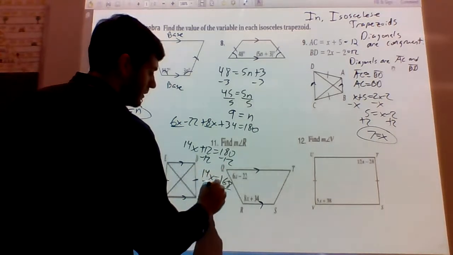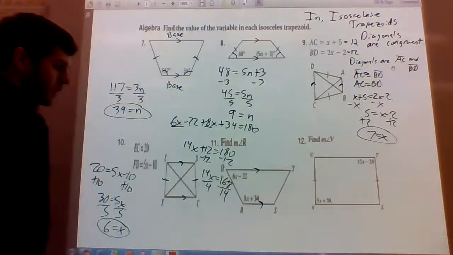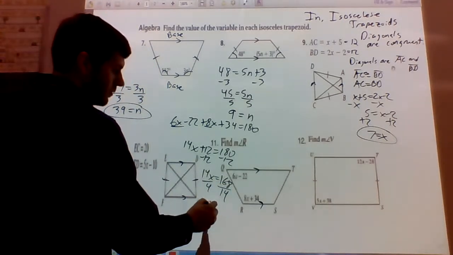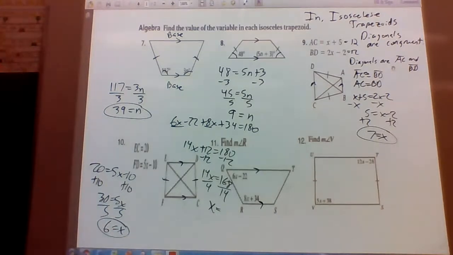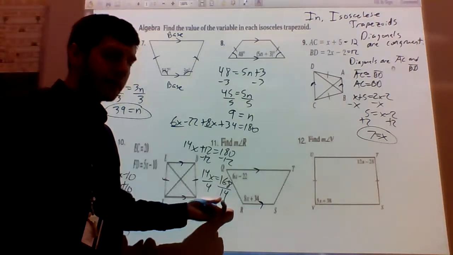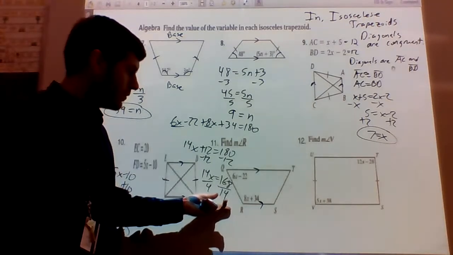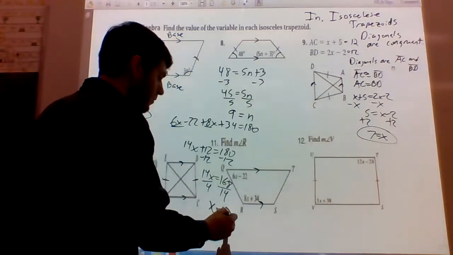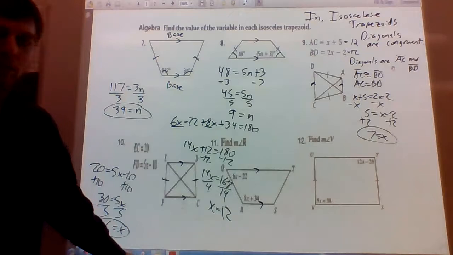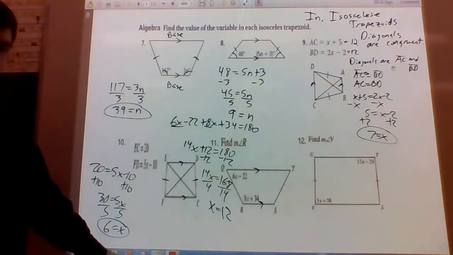Divide by 14. Okay, and that's going to give us, I believe, 12? 14? 12. 14 goes into 140 10 times, and then 14 goes into 28 twice, so 10 plus 2 is 12. So 168 divided by 14 is going to be 12.